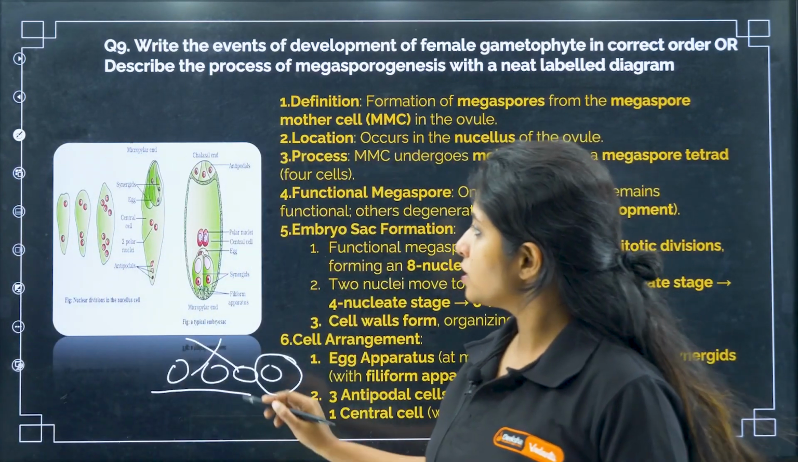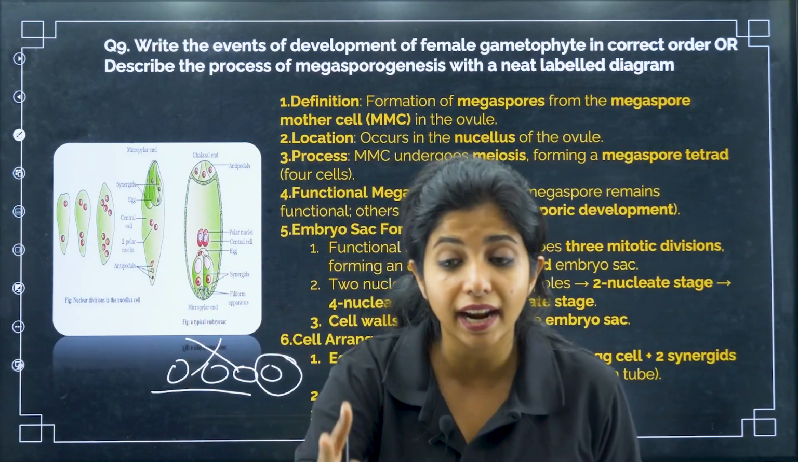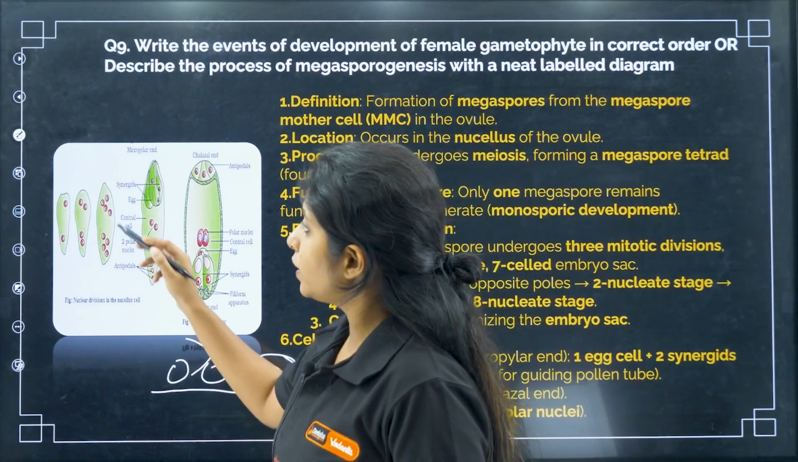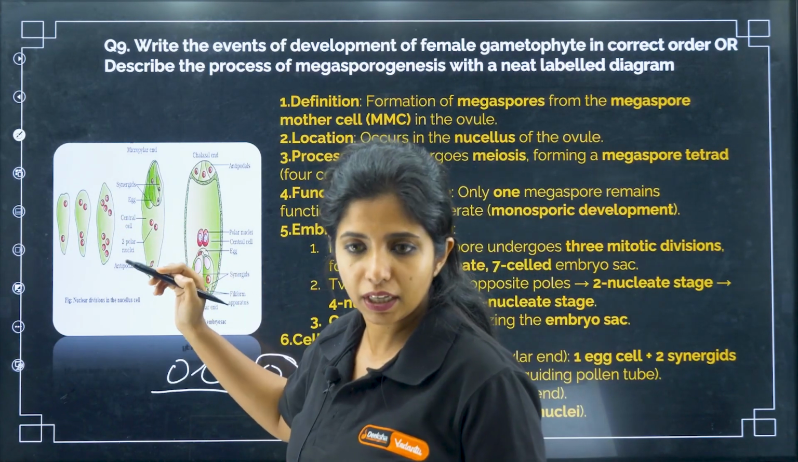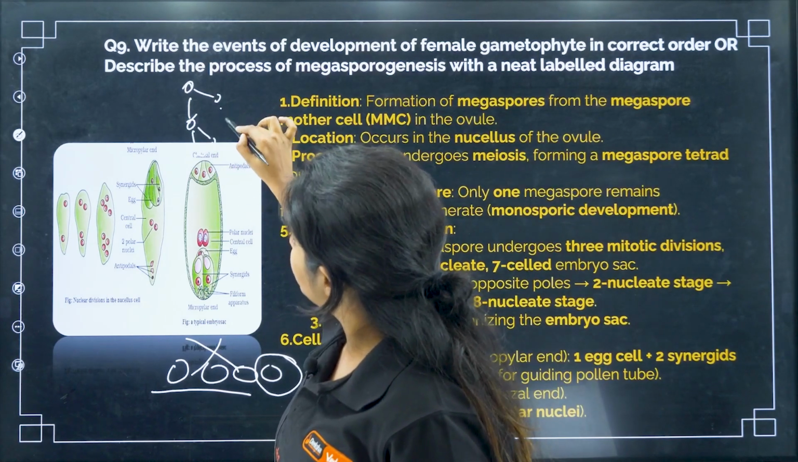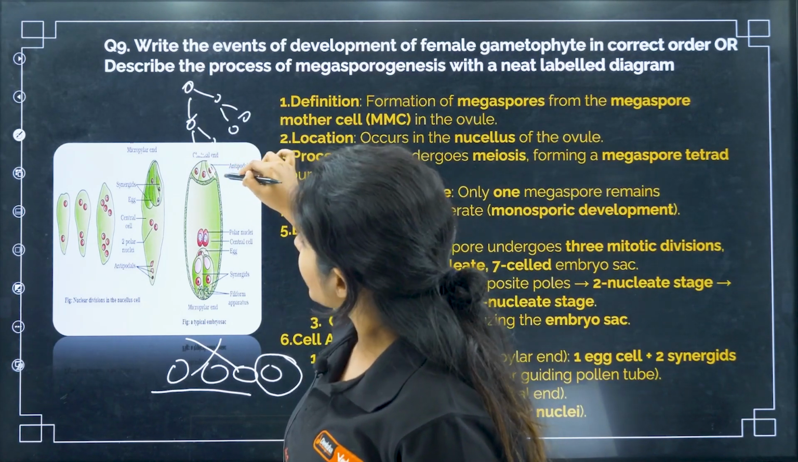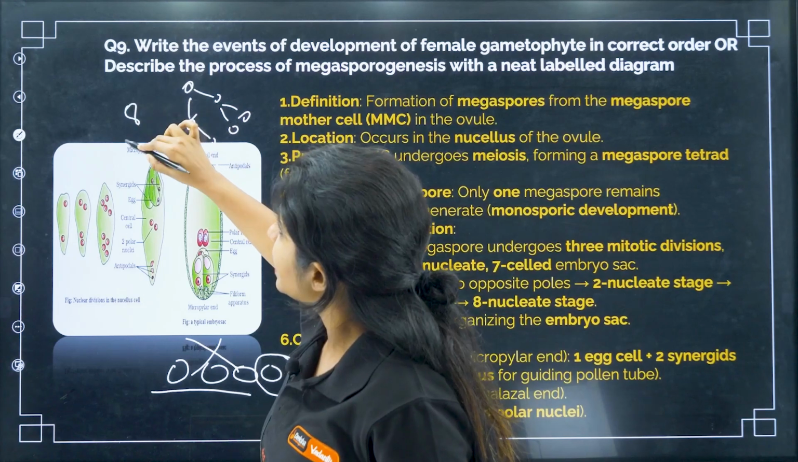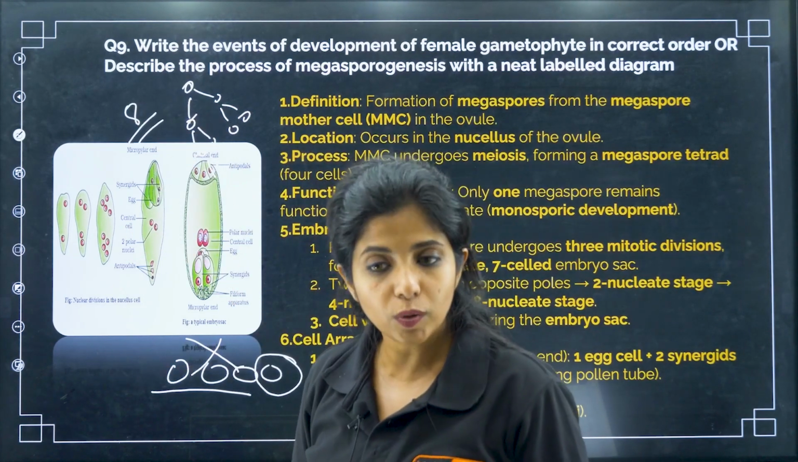Now, in the embryo sac, the nucleus will be dividing thrice. Mitotically, the nucleus will be dividing thrice, my dear children. Once it divides, you get 2 nuclei. Another time you divide, again you get 2 here, 2 here. So, 4 nuclei. Again, when you divide, you will be getting at the end 8 nuclei, my dear children.